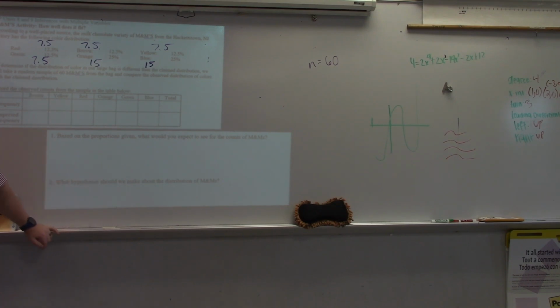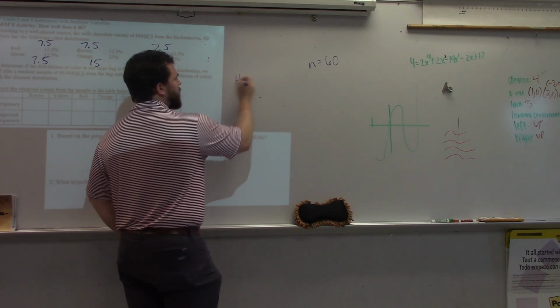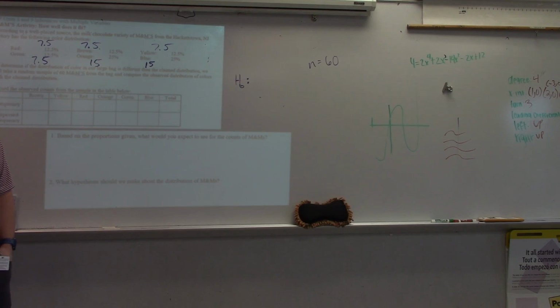What hypotheses should we make about the distribution of M&Ms? So we need to be thinking about the null hypothesis. What would be our null hypothesis here? Are we doing just one proportion this time? No, we're doing 6 proportions.